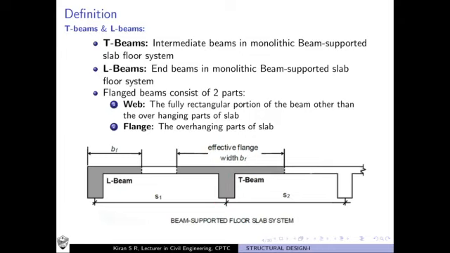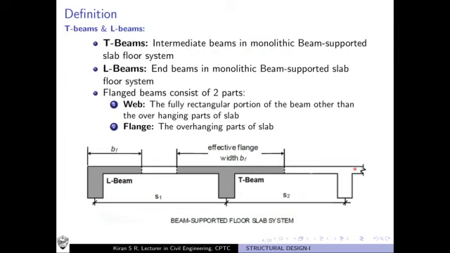But there is obvious difference between this one and the next one. You see, this has the shape of the alphabetic letter L, but this has the shape of alphabet T. So definitely we call them by different names. One is the L beam and the second one is a T beam. Now if you observe, T beams are generally the flanged beams which occur at intermediate positions. So these are actually intermediate beams in the monolithic beams supported slab floor systems. So this is a typical T beam.